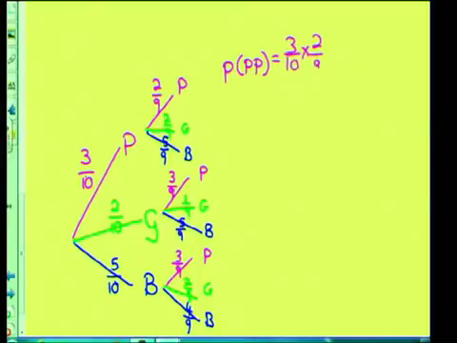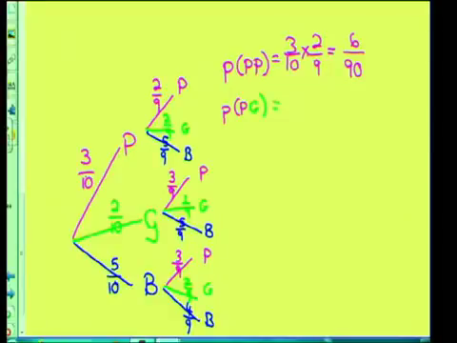And again, I'm not going to cancel it down just because it makes it easier for us to work with it just now. So it's going to be 6 90ths. And then we are going to go for the next one, which is pink and green. So the probability of a pink and a green.